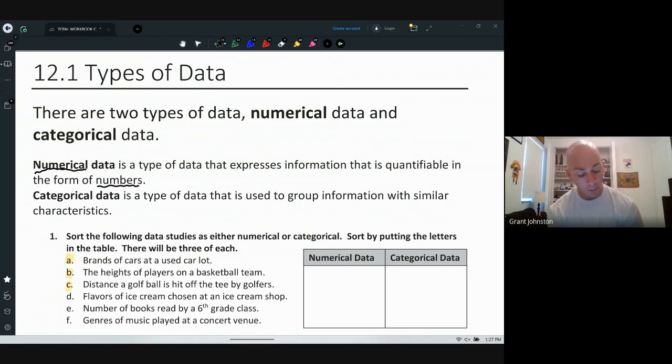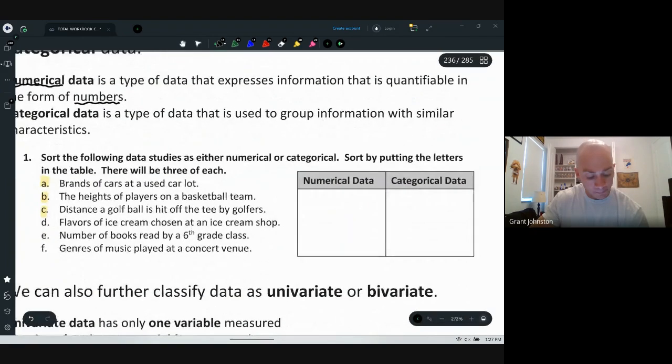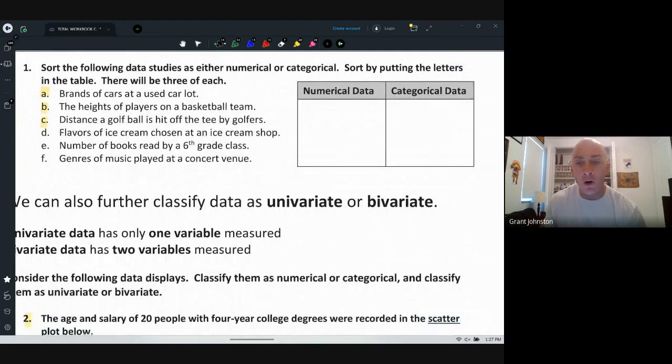So here we go. Number 1 says, sort the following data studies as either numerical or categorical. Sort by putting the letters in the table. A little hint, there'll be 3 of each. A says brands of cars at a used car lot. When we're thinking of brands of cars, that's categorical data. So I'm going to put that here. The reason being is when we're talking about brands of cars, could be Ford, Chevy, Honda. Those are all different brands of cars. You can separate them into categories.